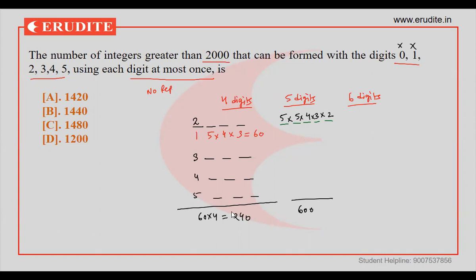Now for the 6-digit numbers, the first number cannot start with 0, so it can be 1, 2, 3, 4, 5. So there are 5 possible numbers. Then for the next one, 0 can be included, so 5, 4, 3, 2, and 1. So here also there are total 600 numbers. So overall, the total numbers which are more than 2000 is 1440. So the correct answer is option B. I hope it is clear. Thank you.